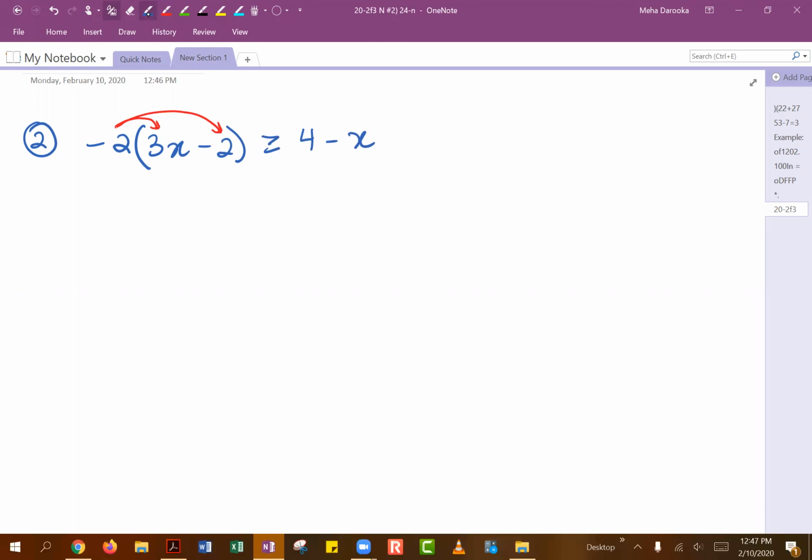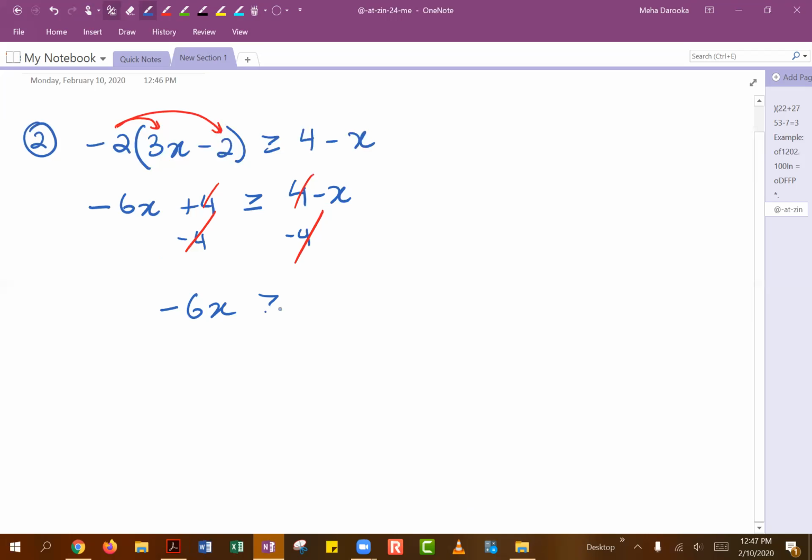So yeah, distribute that. Okay, what are you missing? Very good. Negative 6x plus 4 greater than or equal to 4 minus x. Again, like I said, think of this as an equation. So what would be our next move? Subtract 4, very nice. And what will that end up giving us? Because 4 minus 4 will cancel out on both sides, leaving us behind with negative 6x greater than or equal to negative x. We have an x on each side.